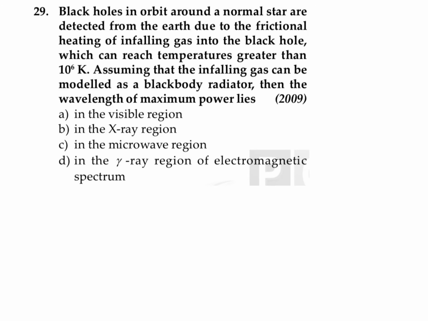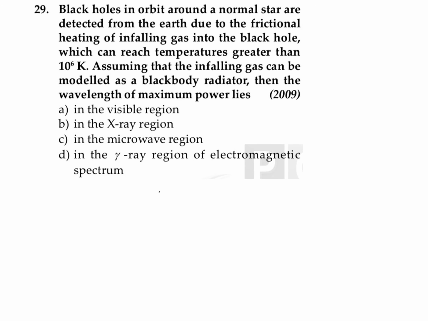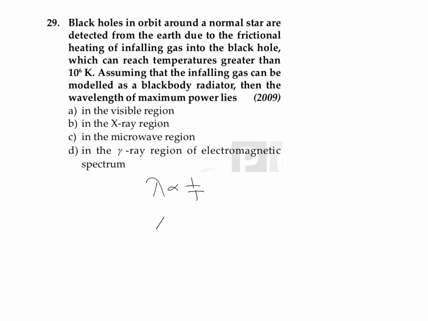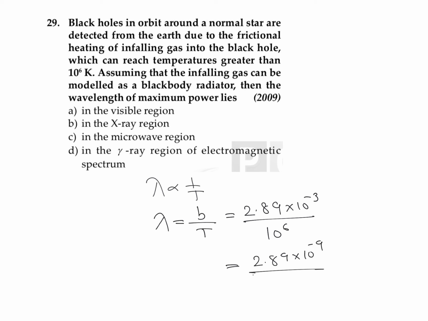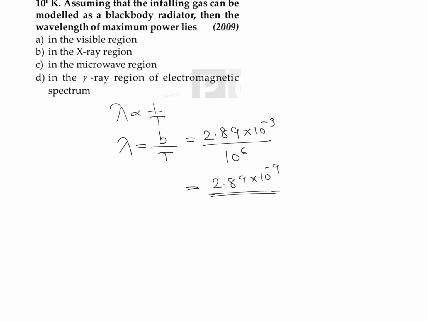So, according to Wien's displacement law, we can say that this lambda is inversely proportional to the value of temperature, or you can write lambda is equal to Wien's constant divided by temperature, and the value of Wien's constant is 2.89 × 10^-3, divided by the value of temperature in this situation, which is given as 10^6. So we'll get the value as 2.89 × 10^-9. So our wavelength is in this range.